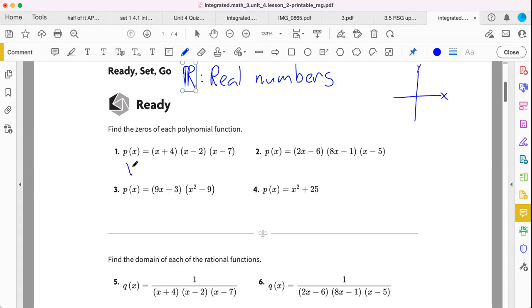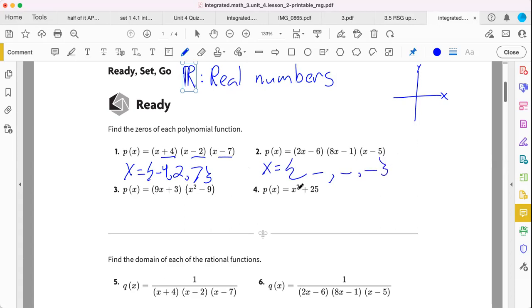So what are the zeros? The opposite of this positive 4 is going to be negative 4. Opposite of negative 2 is positive 2. Opposite of 7, yeah, positive 7. Okay, capiche? So you'll do that here. You'll have 3 numbers that you get there.